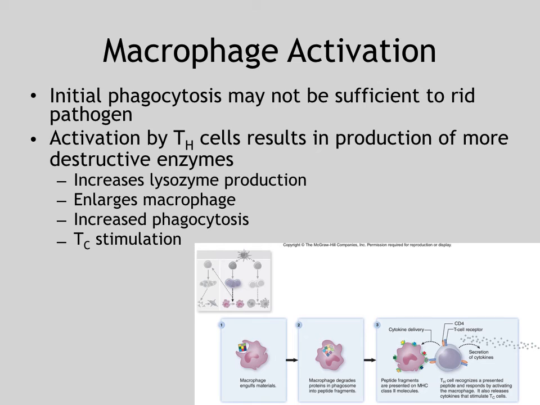So T helper cells will activate. When a macrophage presents to a T helper cell, part of the cytokines the T helper cell releases is going to tell the macrophage, hey, you don't need to worry about presenting anymore.